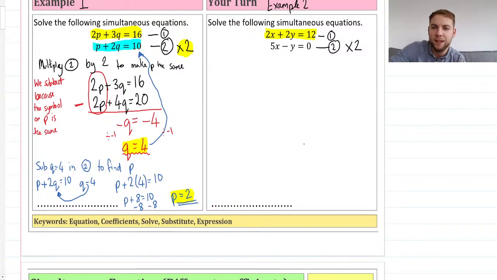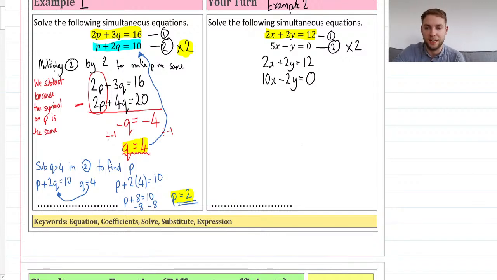So I'm just going to write that one down first. So 2x plus 2y is equal to 12. But I am going to times the bottom one by 2. And that's going to be equal to, well, 5x times by 2 is 10x. Negative y times by 2 is negative 2y. And 0 times by 2 is just 0.